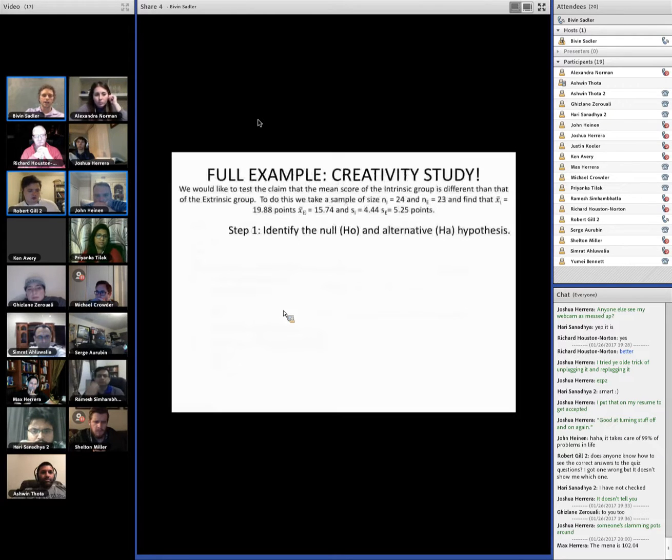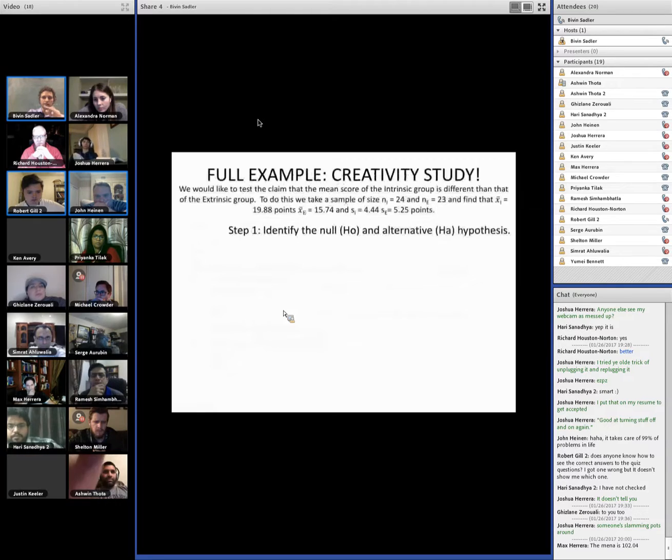Scope of inference. We've already done the creativity study, but we haven't looked at it from the assumptions. I've only shown you the 6 steps. I'm doing this one again because we don't want to go through all the 6 steps, because you're familiar with those. But when is it appropriate to do the 6 steps?